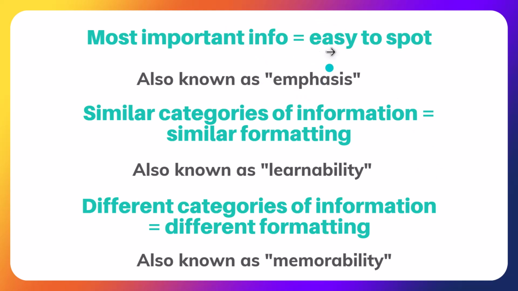Okay, you can create emphasis, for example. We also want to create similar categories of information and give them similar formatting. So you have to think about sorting the information in your document into categories, and similar categories get similar formatting. This is why all heading 1s have the same formatting and all heading 2s have the same formatting, but heading 2 looks different from heading 1. Heading 1 is one type of information and heading 2 is a different type of information. So different categories of information get different formatting.